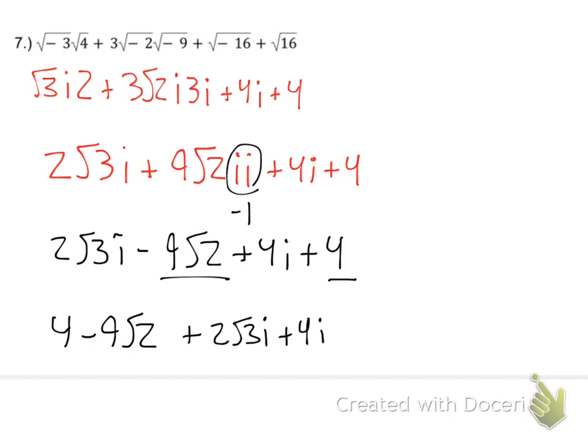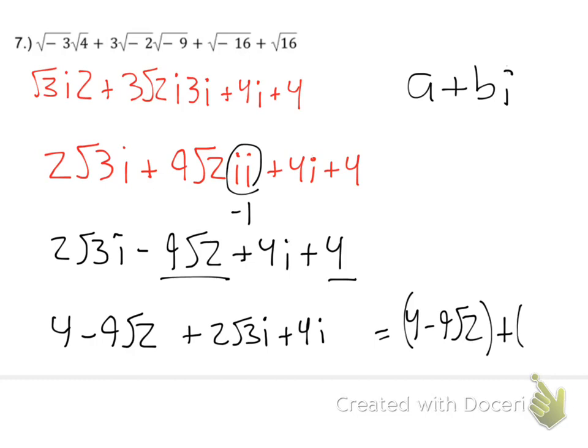What if I said you were almost done? Do you notice that it should be a plus bi? Look at the last two terms. What do they both have? An i. Can you take the i and put it on the back? Yeah. So therefore, it's going to equal 4 minus 9 square root of 2. I'll put parentheses around that because that's the a value. Plus 2 square root of 3 plus 4, and put an i in the back. So now you know a and you know b.